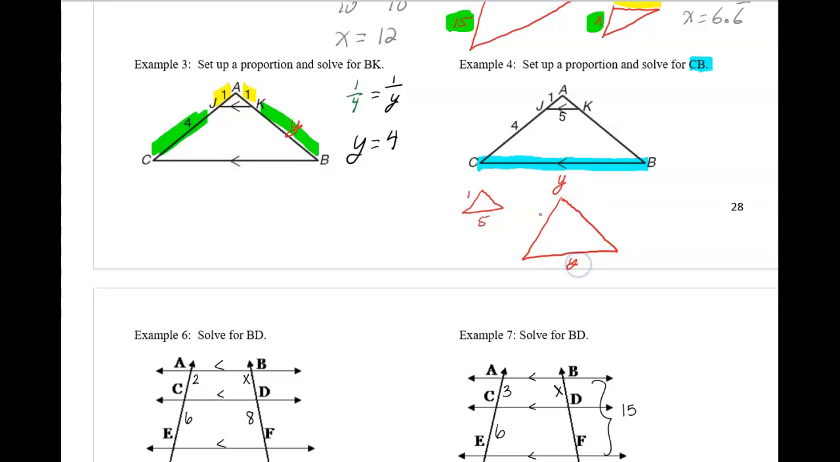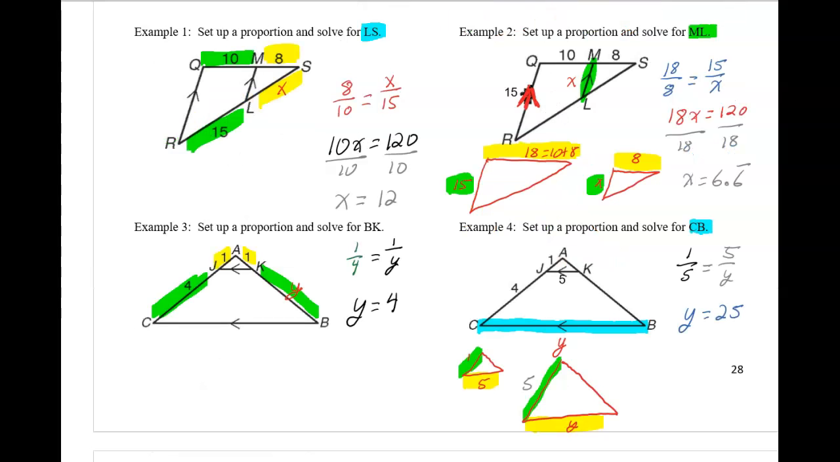We have Y at the bottom, and then this side that I'm highlighting in green is 1 plus 4, so that piece is 5. So now I could set up the proportion 1 over 5, so that's the green 1 divided by the green 5, is equal to 5 over Y. It's the yellow 5 divided by the Y. So if we were to cross multiply, Y is equal to 25.